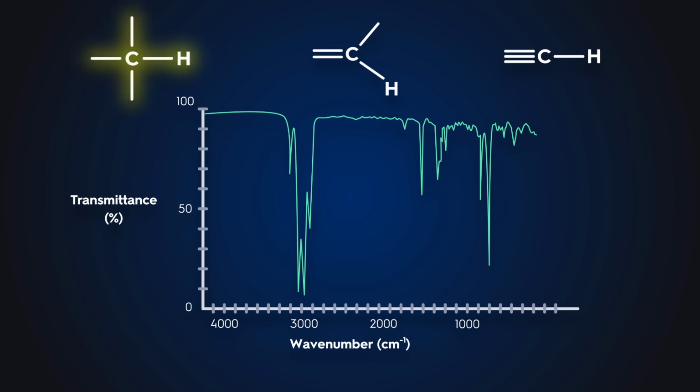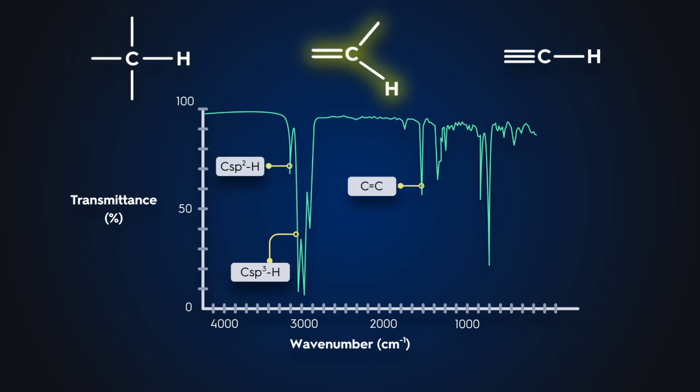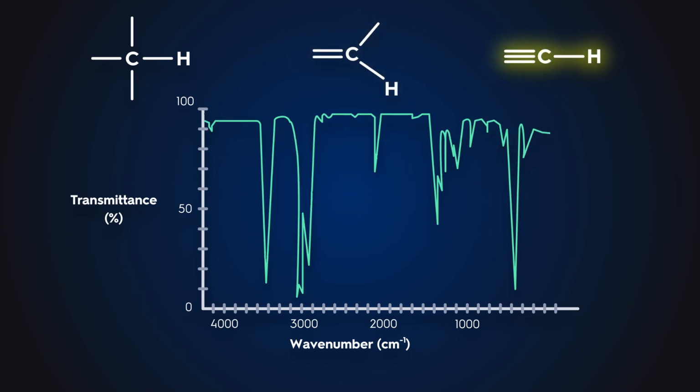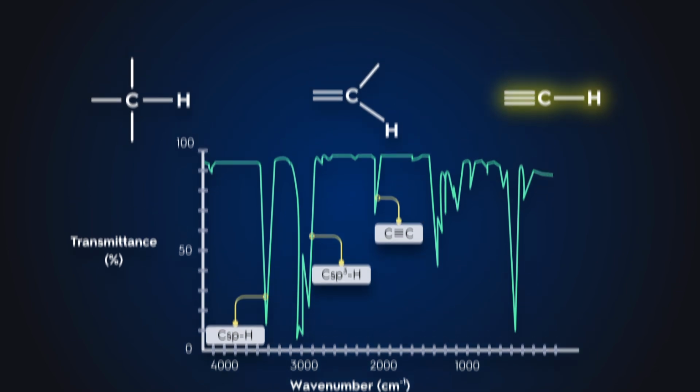Single carbon-hydrogen bond stretches sit just below 3,000 inverse centimeters. A double carbon-hydrogen bond of alkenes stretches just above 3,000 inverse centimeters. A carbon-hydrogen triple bond, like in a terminal alkyne, sits near 3,300 inverse centimeters and is sharp.